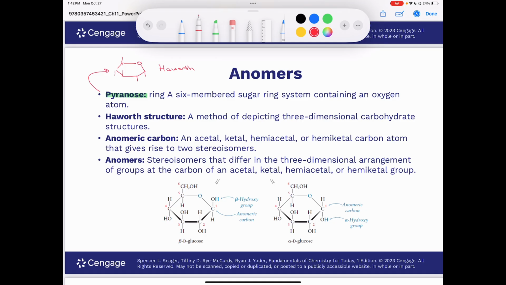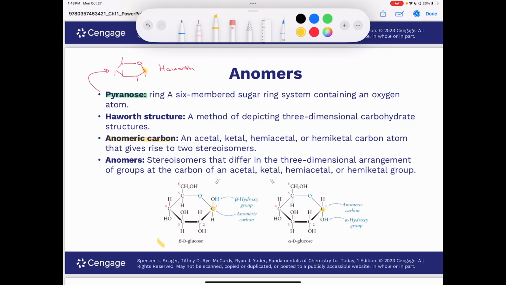So that's a Haworth projection, or Haworth structure. And the anomeric carbon, again, just some more information on that. The anomeric carbon is carbon number one, right? Anomeric carbon: an acetal, ketal, hemiacetal, hemiketal carbon atom that gives rise to two stereoisomers. And so ketal and hemiketal are just the analog of an acetal and a hemiacetal that you would get from a ketone instead of an aldehyde.